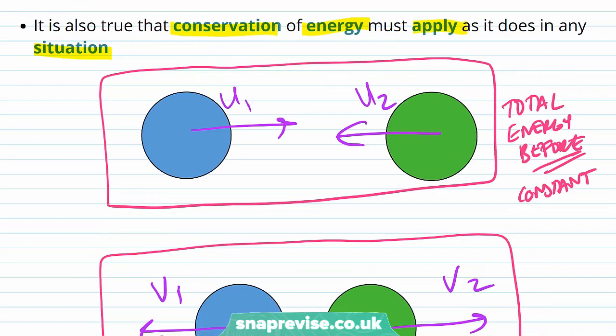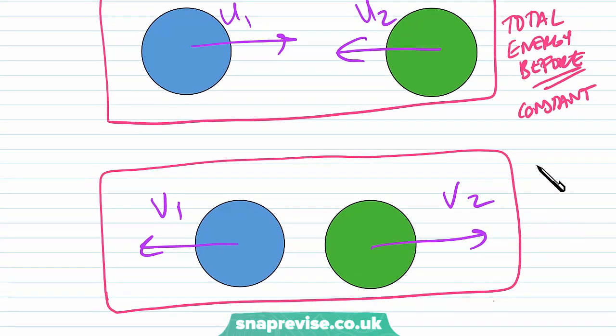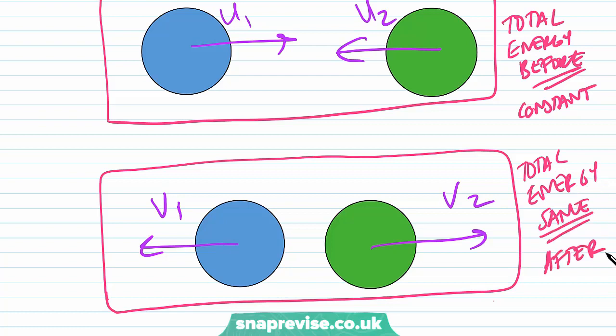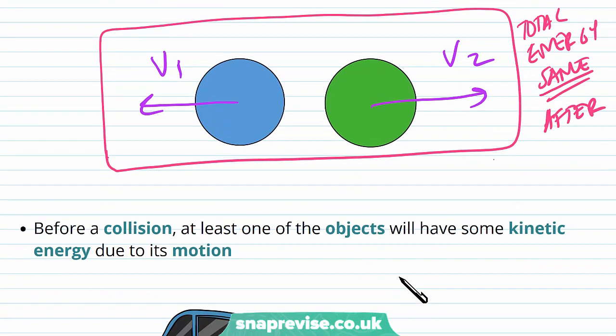From the conservation of energy, if the total energy before the collision remains constant, then we're going to have the same total energy after. The energy may have been transformed into other forms, however, the total energy is still the same.